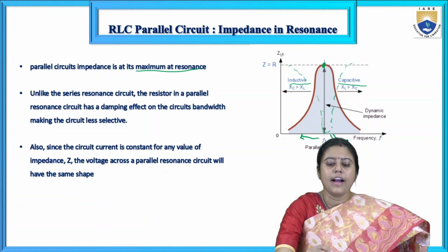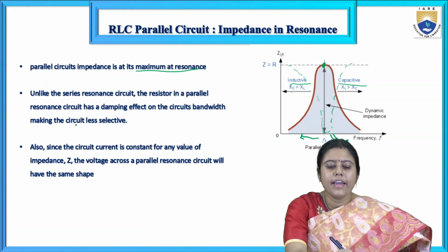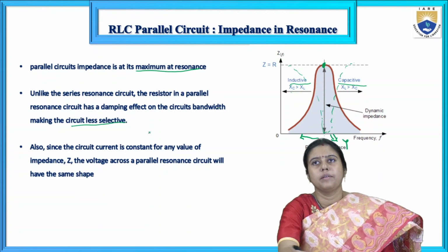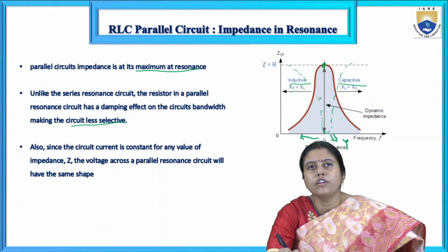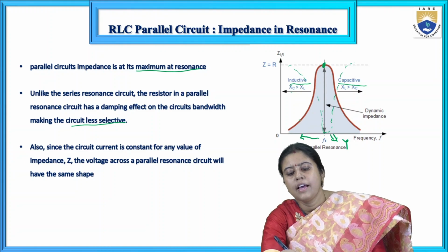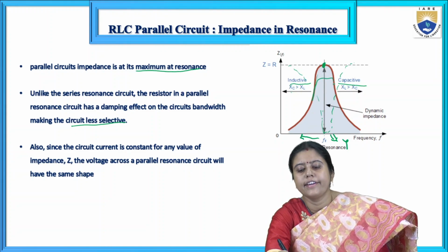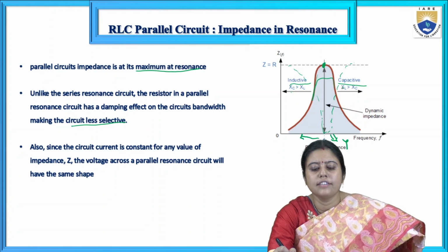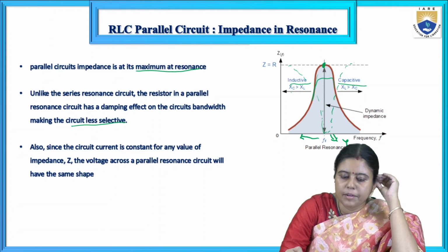But resistance has some damping effect on the circuit's bandwidth, making the circuit less selective. Less selective means that it should be picky, but sometimes due to the resistance value, it does not become so picky, it becomes flat-headed. So this condition tells us that the circuit becomes less selective.